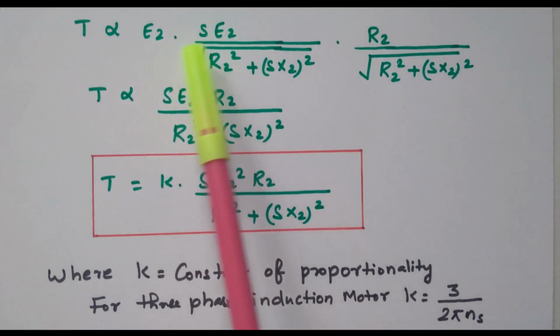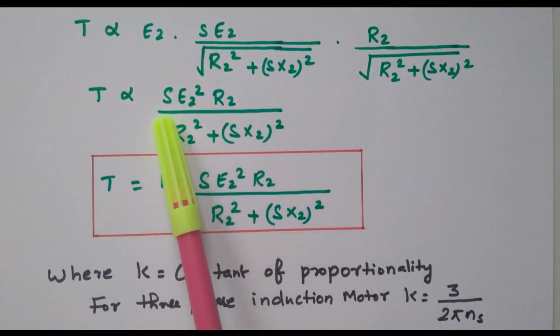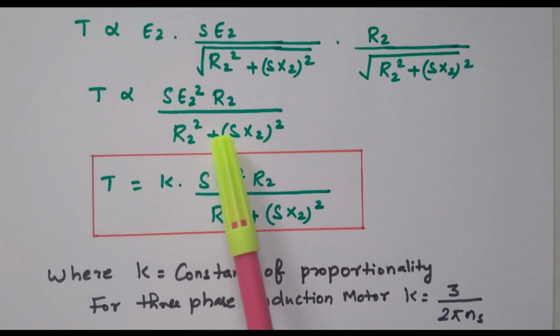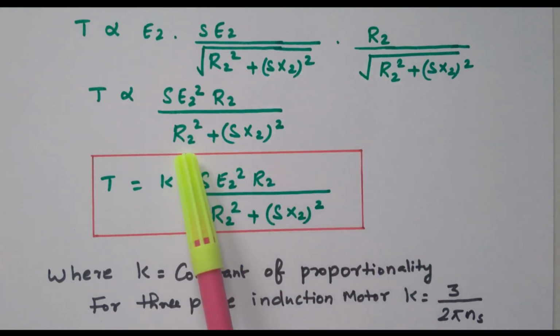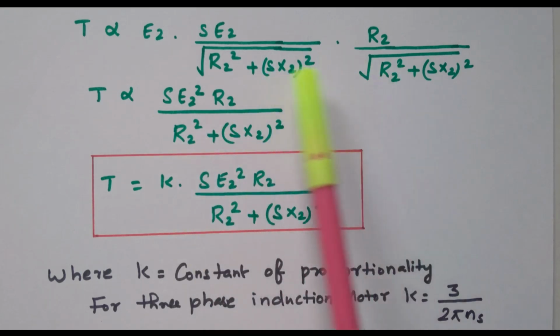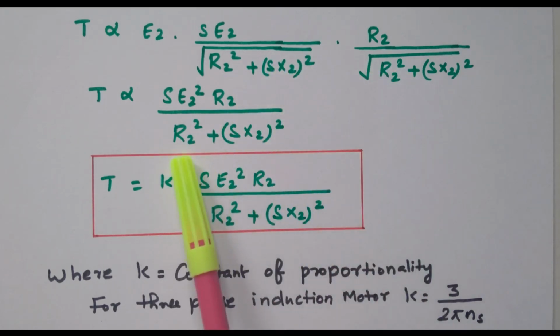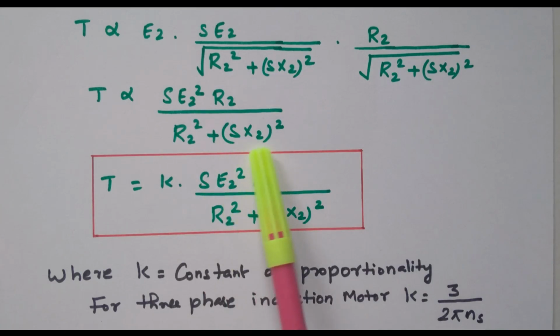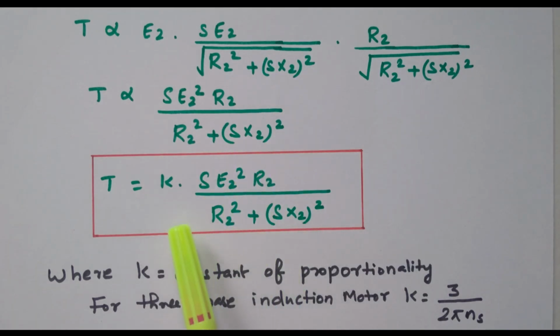so that it becomes easy, it becomes the normal term. E2 is available 2 times, and S is available. So S into E2 square into R2. The denominator term is available 2 times, so while taking the square root it becomes R2 square plus S into X2 square. While equating, we need to introduce the constant K, so the equation for torque is T equals K into S E2 square R2 divided by R2 square plus S into X2 square.